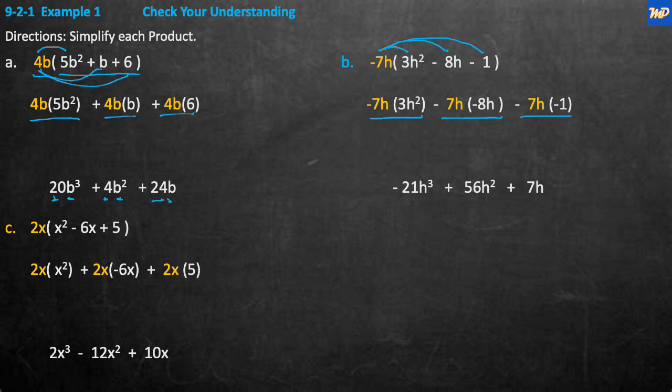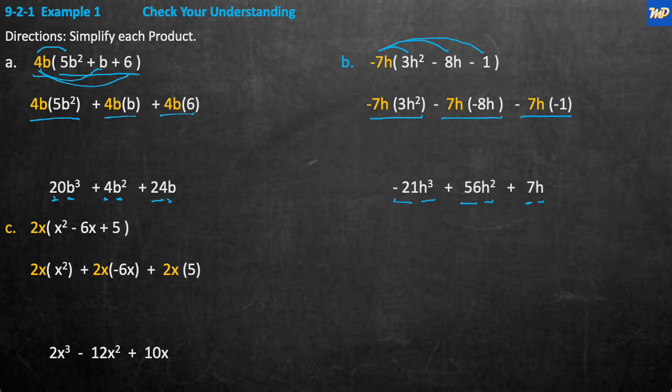When we do the individual multiplications here, negative 7 times 3 is negative 21. h times h squared is h cubed. Negative 7 times negative 8 is positive 56. Negative times a negative is positive. h times h is h squared. And then finally, negative 7 times negative 1 is a positive 7, and h is left, h times 1, I guess. So it's negative 21h cubed plus 56h squared plus 7h.